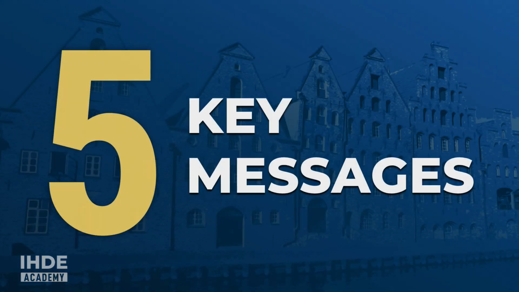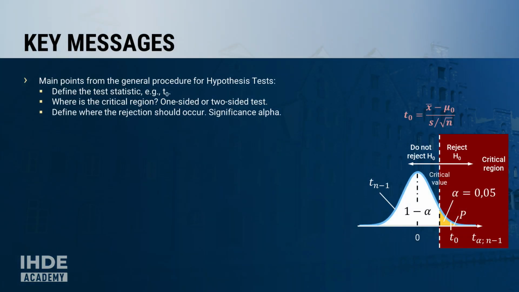So, that was a lot of information. Therefore, I will summarize the 5 most important key messages. Main points from the general procedure for hypothesis tests. Define the test statistic, for example, T0. Where is the critical region? One-sided or two-sided test. Define where the rejection should occur, significance alpha.